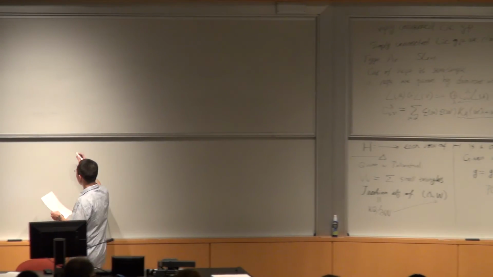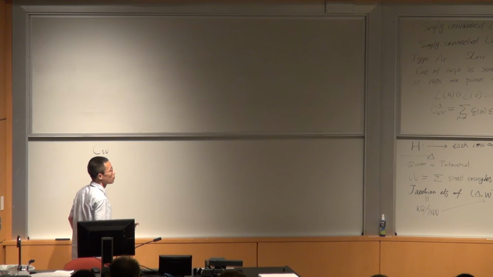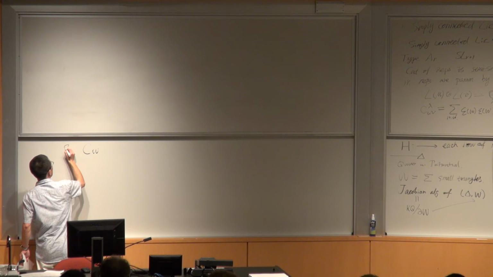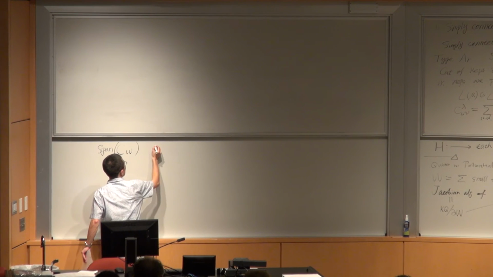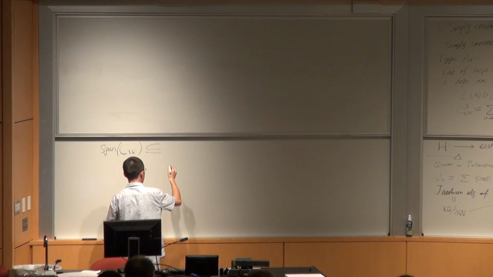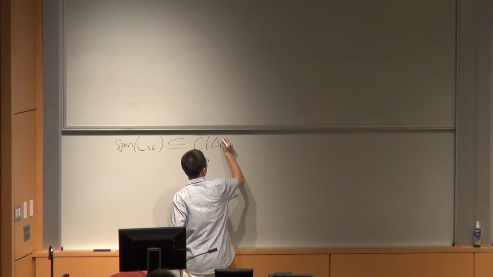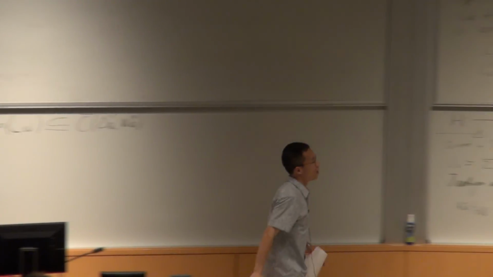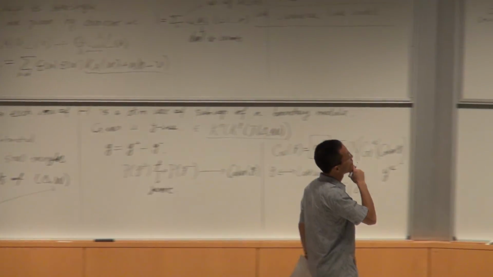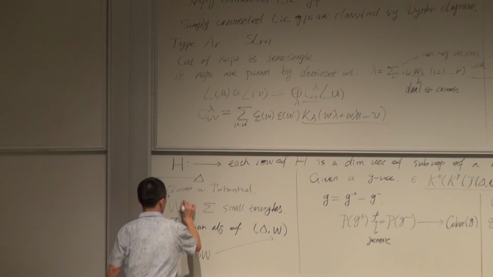Okay, so now let's try to summarize it. We have this cluster character map CW, and I take the span of this cluster character map, and this one goes inside the upper cluster algebra of this quiver with potential. Did I use this notation before? Yeah, so delta Q delta 2, and the potential here is this one.